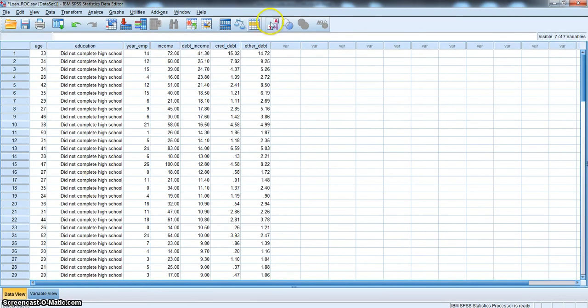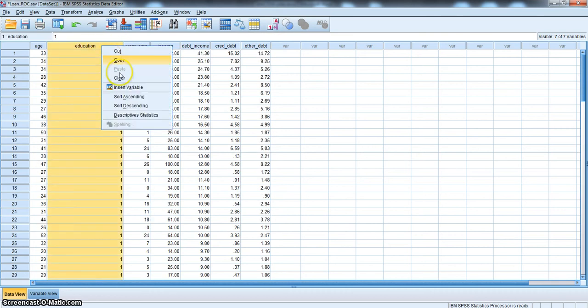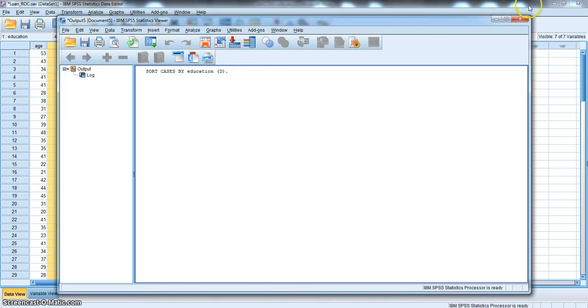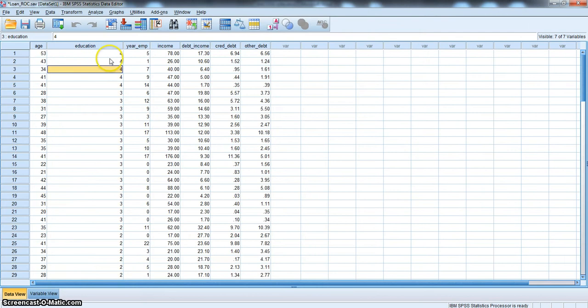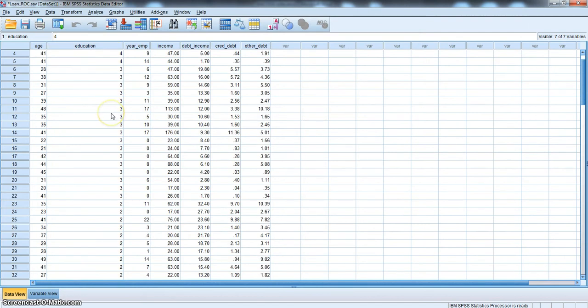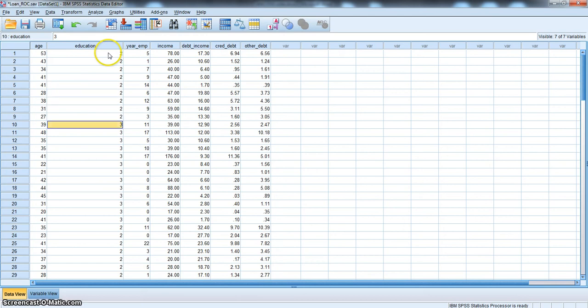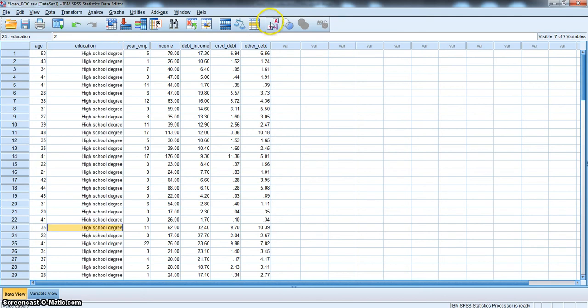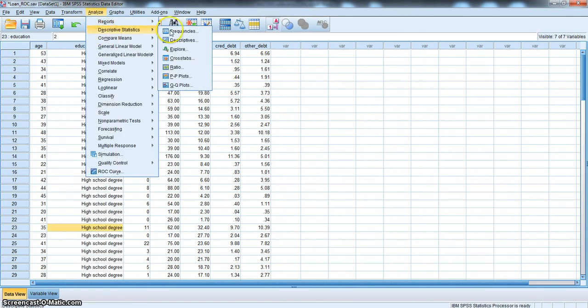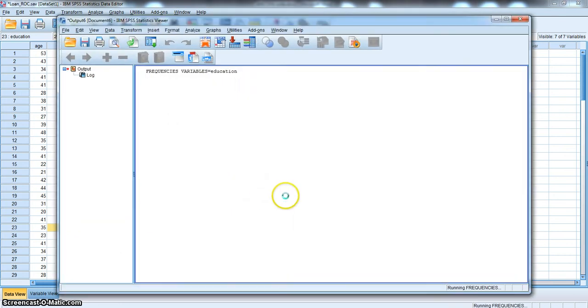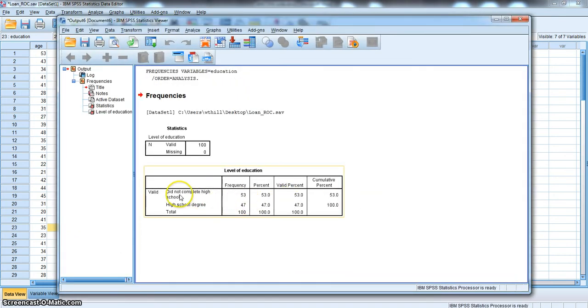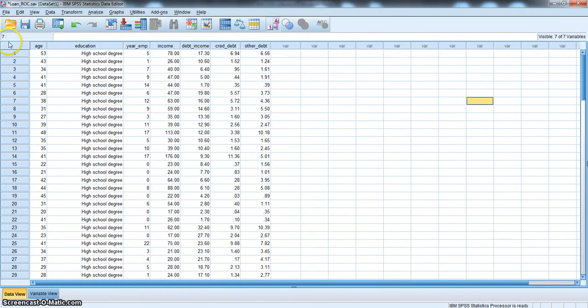And then all we're going to do is toggle that. We will sort descending. And then we're going to change everything that's not a 2 back to a 2. Okay, so then when we go back and look at the information, we should have 2 roughly equal groups. So did not complete high school and then did complete high school. So we are good to go.